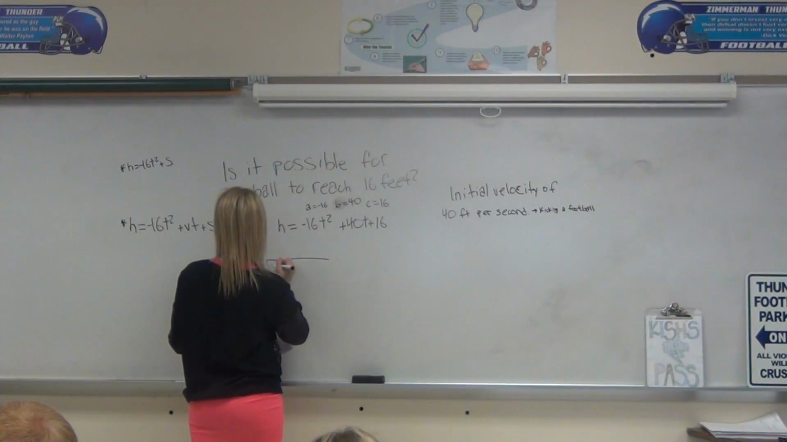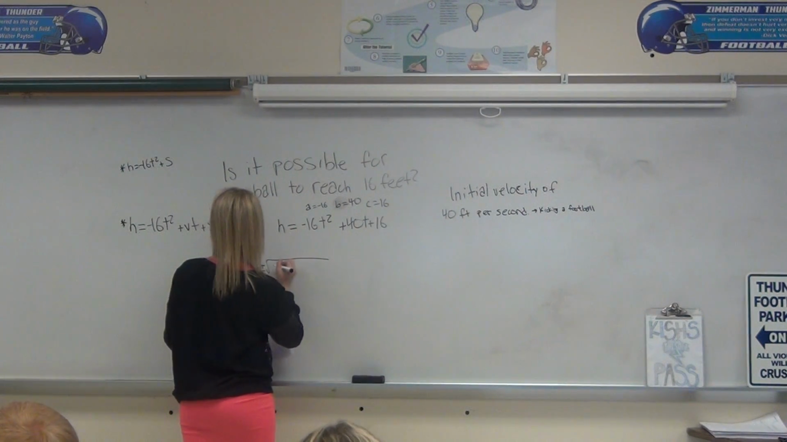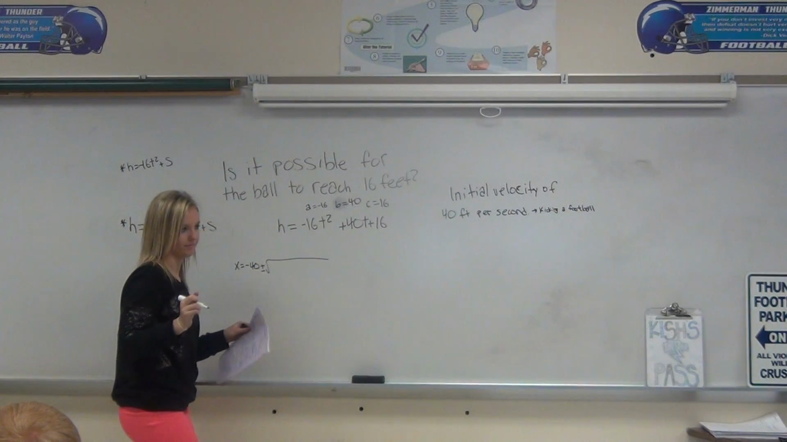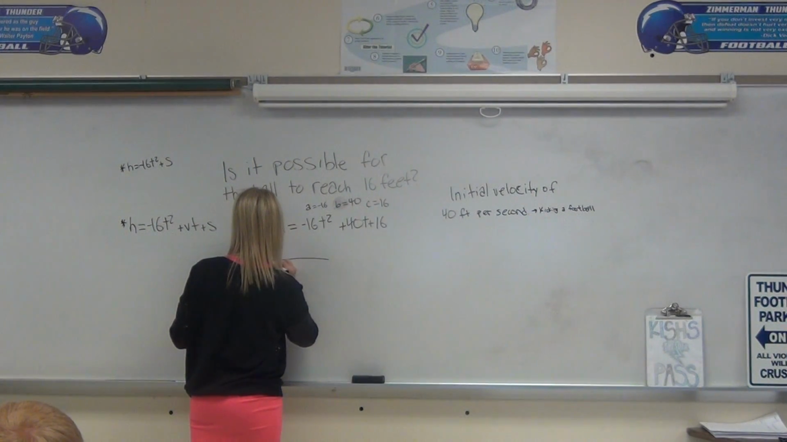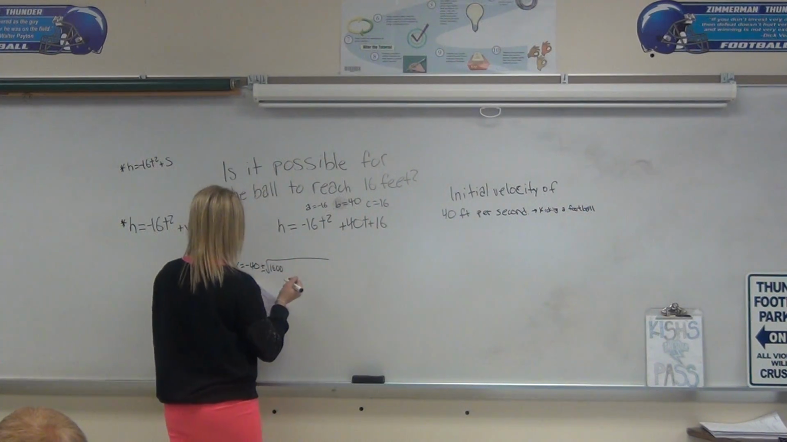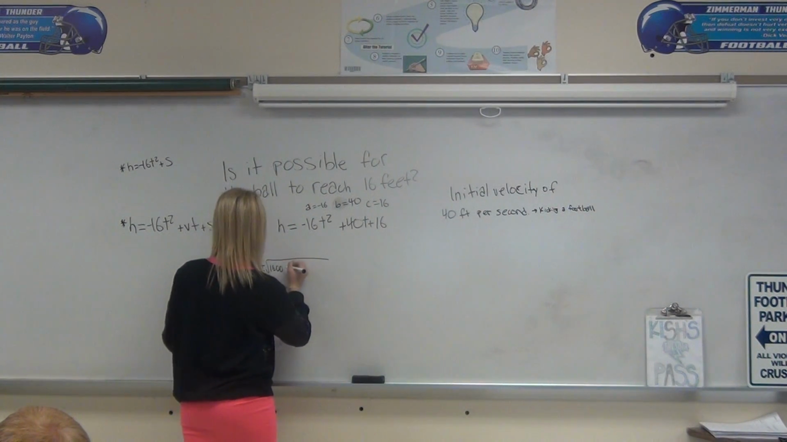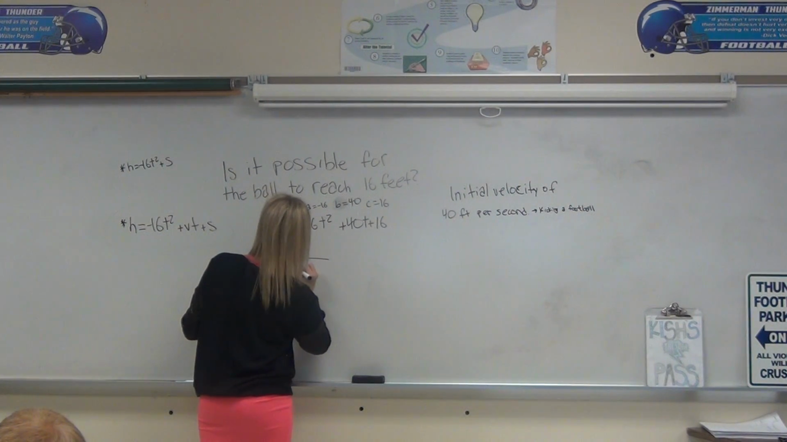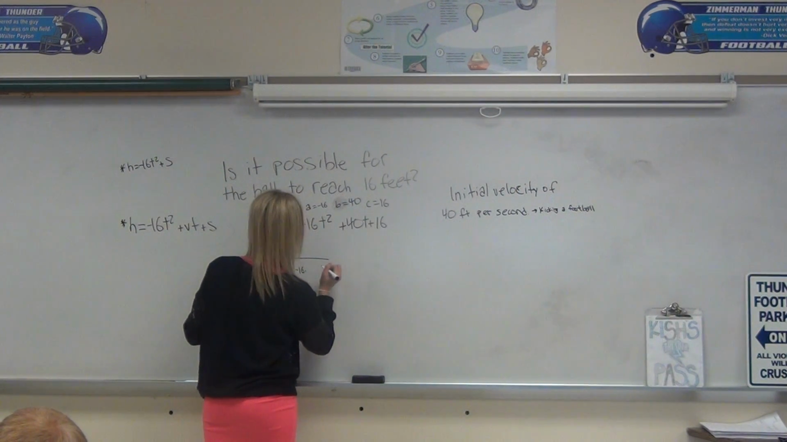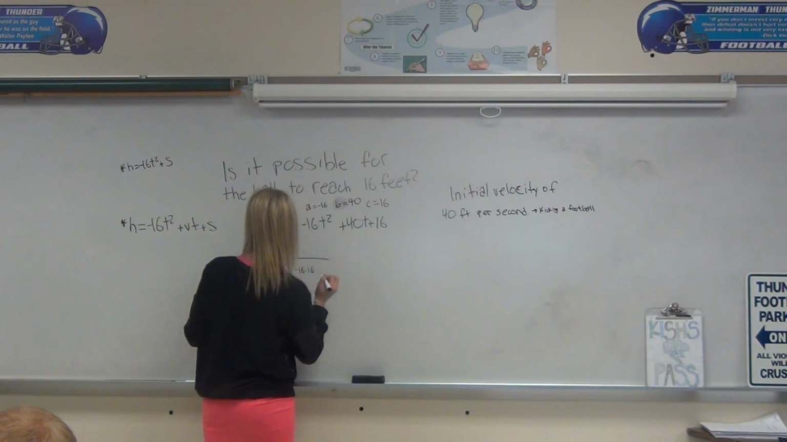Plus or minus the square root of b squared. What's 40 times 40? 40 times 40 is 160. Isn't it 1600? Yeah. Plus or minus the square root of b squared minus 4 times, minus 16.